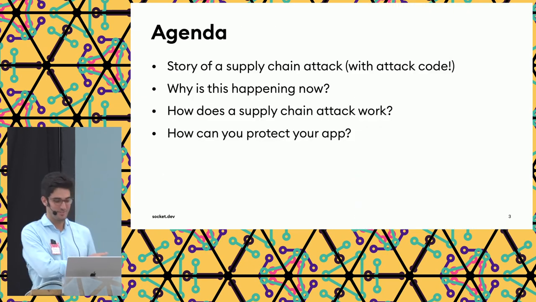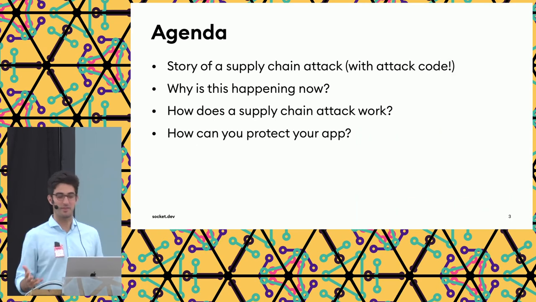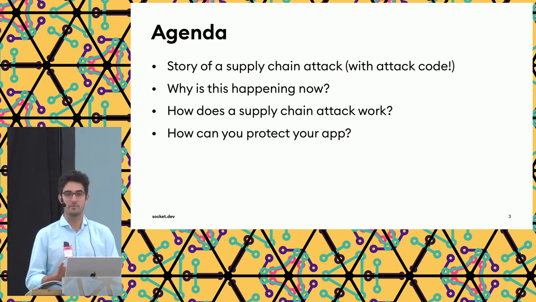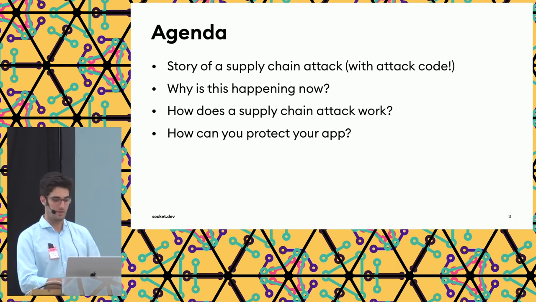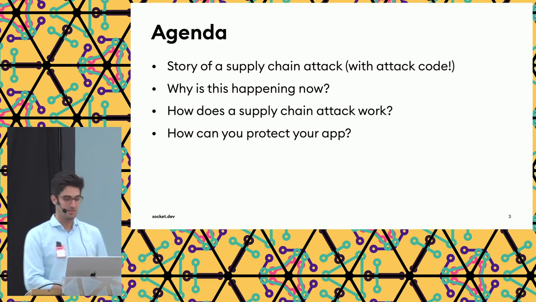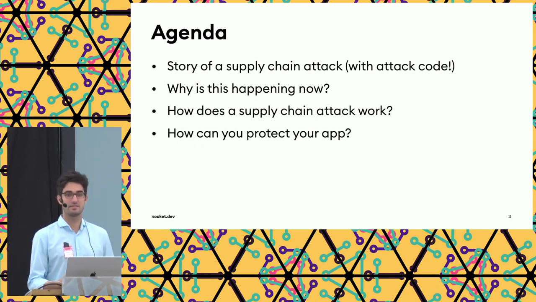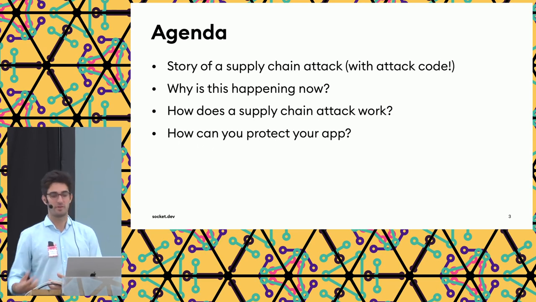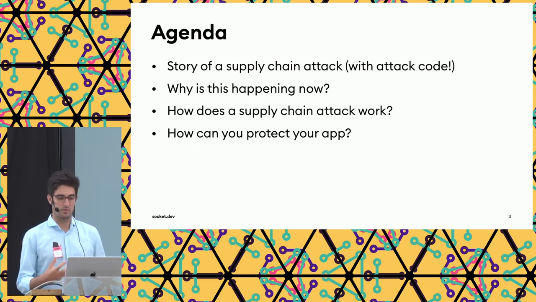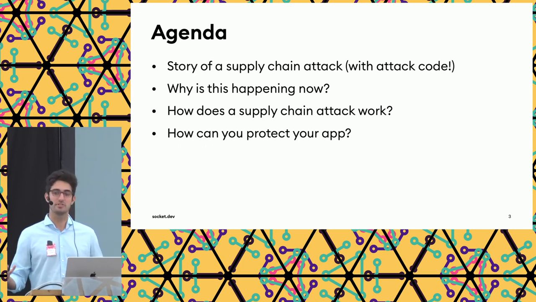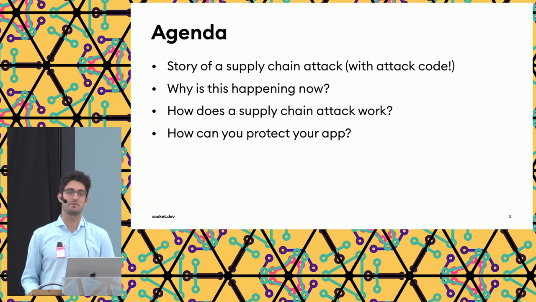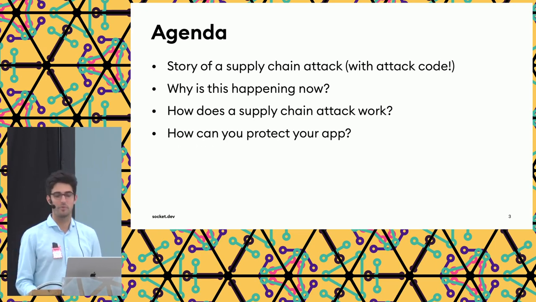Cool. So what are we going to talk about today? Four things. The first is I'm going to tell you a story of a real-world supply chain attack with some attack code, and we're going to go into the attack code and look at how it works. Then we're going to talk about why this issue is happening now more than ever, and what has changed to make it happen now. How does a supply chain attack actually work in detail? And then finally, some tips and thoughts on how to protect your app. But I don't have a full solution to this, just some ideas and some recommendations. But it's still kind of an open problem, I would say.